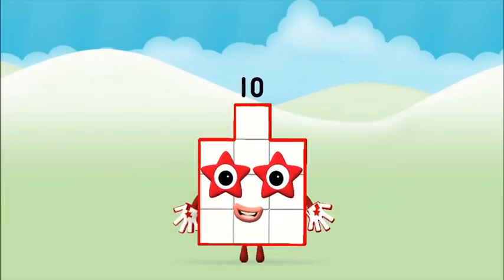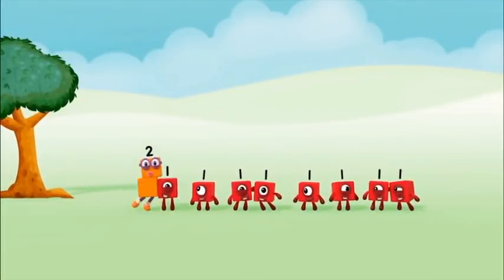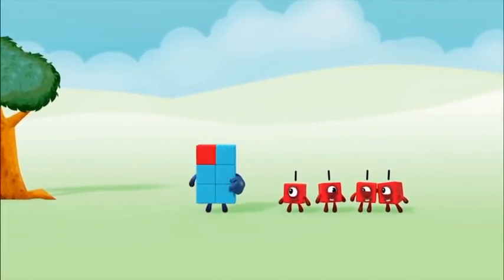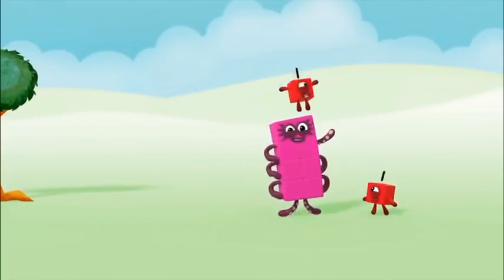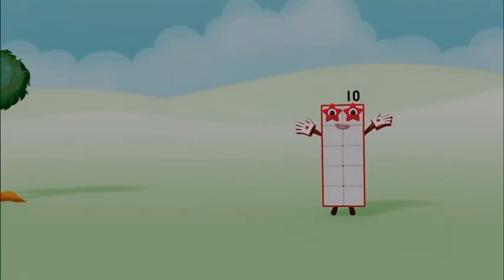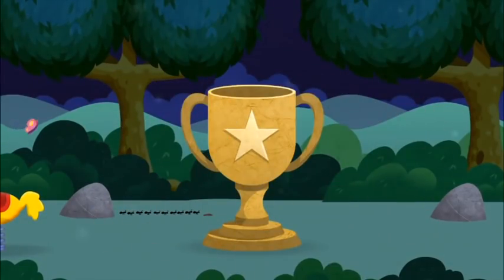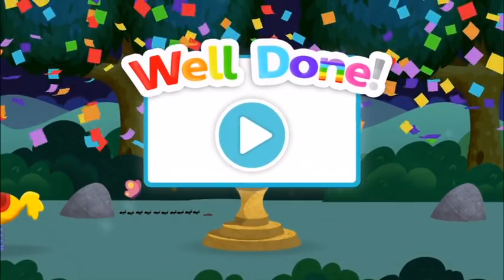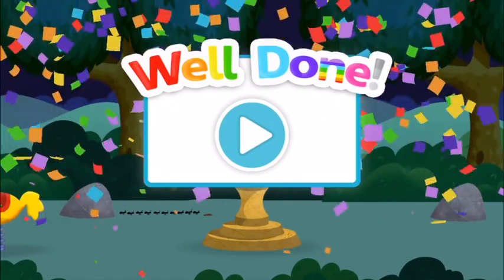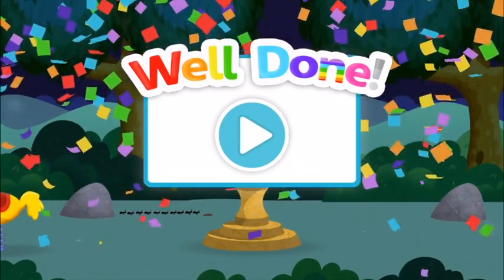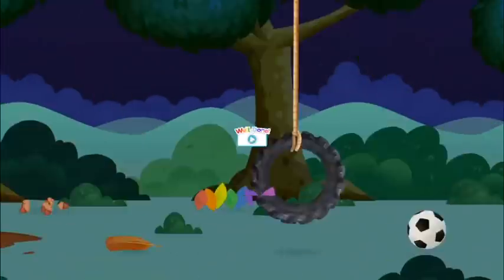You have found all of the number blocks. Tap the button to play again. Number blocks, hide and seek. Let's play. Can you find a number block hiding in the trees? You found a number block.